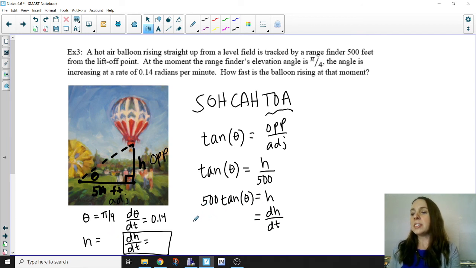The derivative on this side, not as fun, but not bad. 500 tangent becomes 500 secant squared theta. Implicit differentiation, though, says we need to multiply by d theta over dt. Now we're ready to just fill in all of our information and get our answer. Theta is pi over 4.